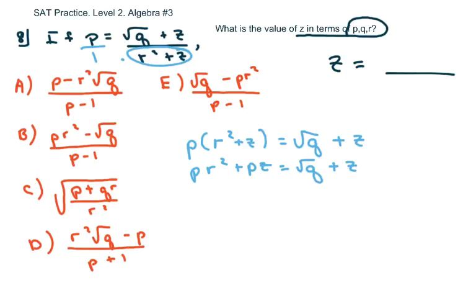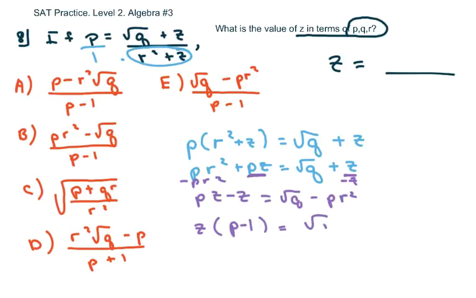Now we're solving for Z, so I want the Z's put together on one side. So I'm going to go ahead and keep the Z's on the left side here, subtract this Z. So I'm subtracting it, and then I'm going to subtract this PR squared. We're going to use the greatest common factor and factor out the Z, and you get Z times P minus 1 equals square root of Q minus PR squared.